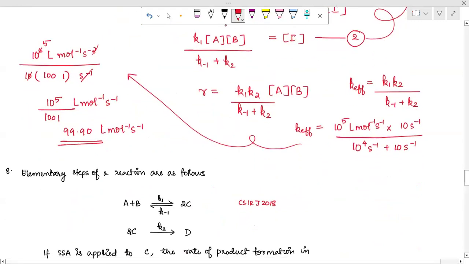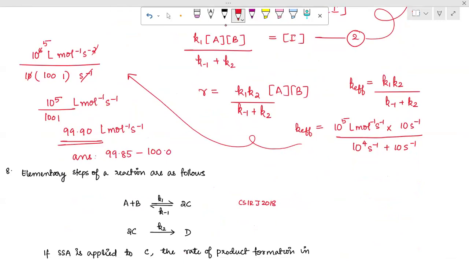The answer key had given 99.85 to 100. This range, any value that you put with 2 decimal places would be valid. Okay.